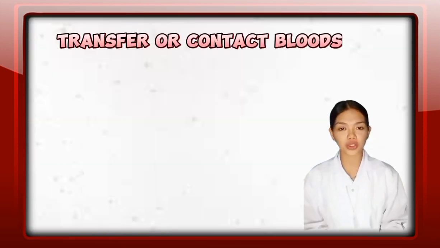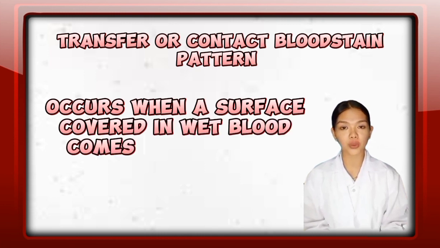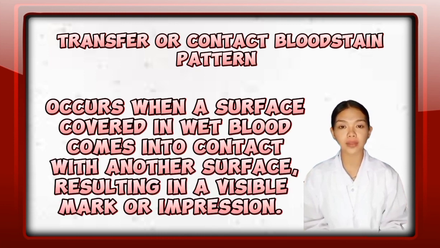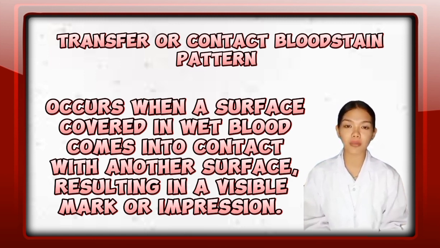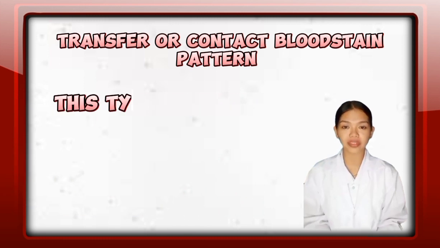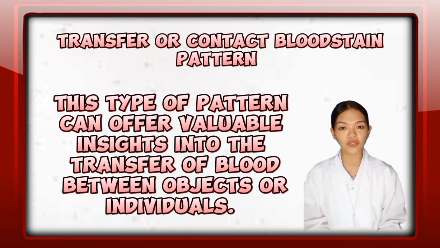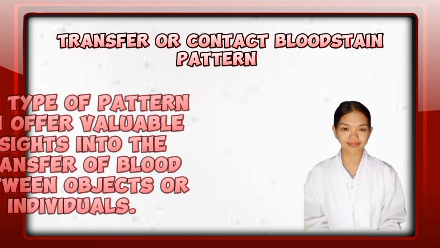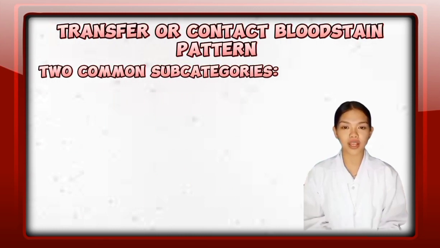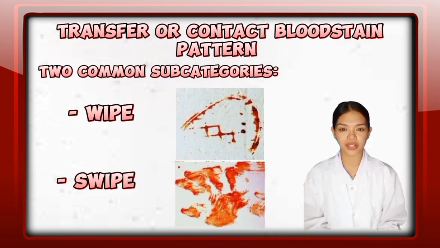A transfer or contact bloodstain pattern occurs when a surface covered in wet blood comes into contact with another surface, resulting in a visible mark or impression. This type of pattern can offer valuable insight into the transfer of blood between objects or individuals. Two common subcategories of transfer or contact bloodstain patterns are wipe and swipe patterns.